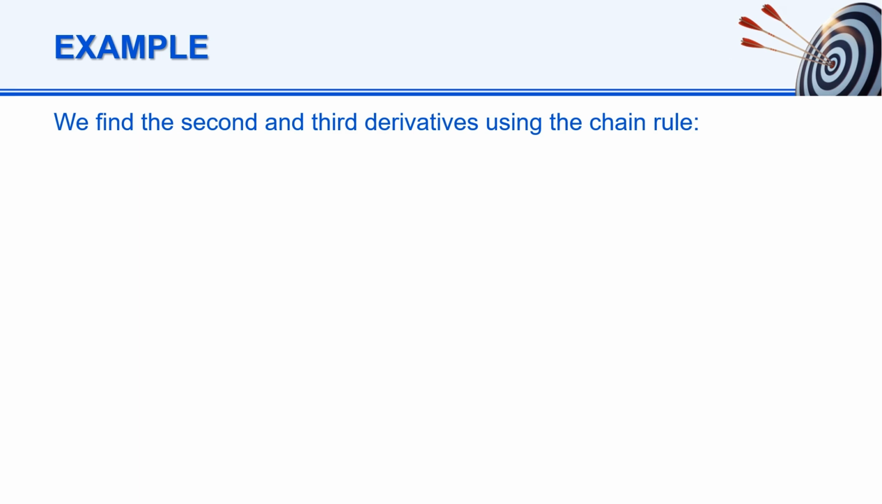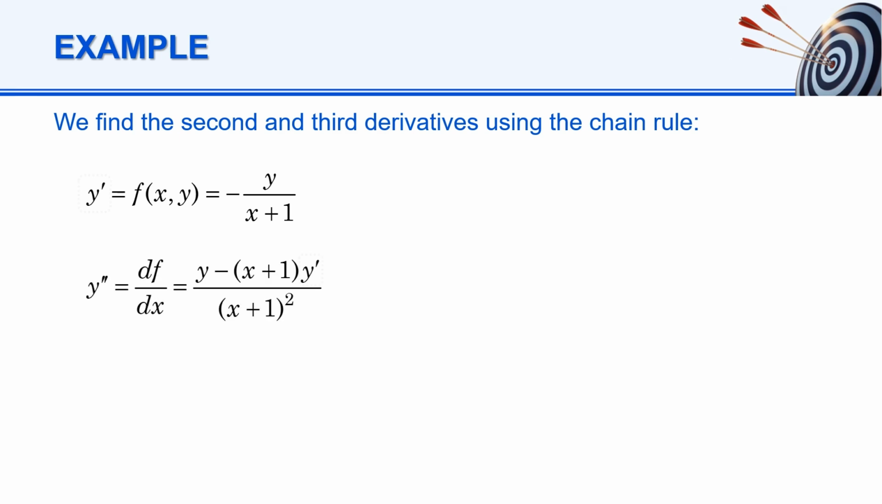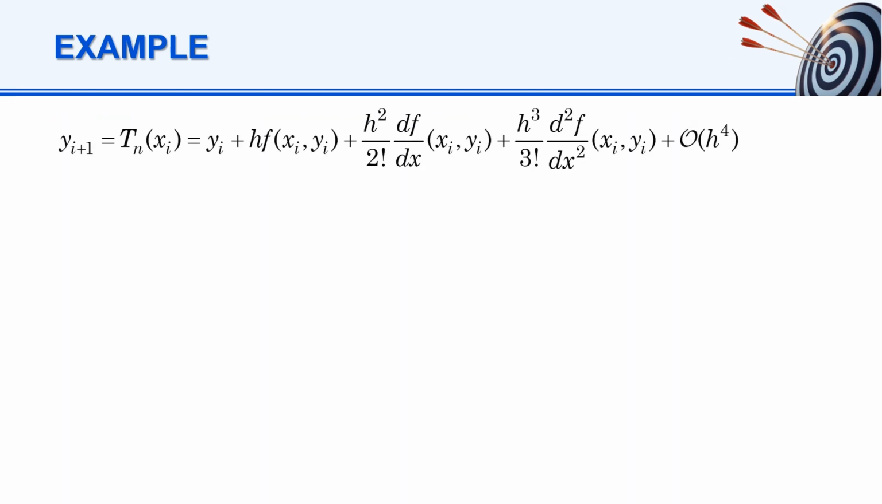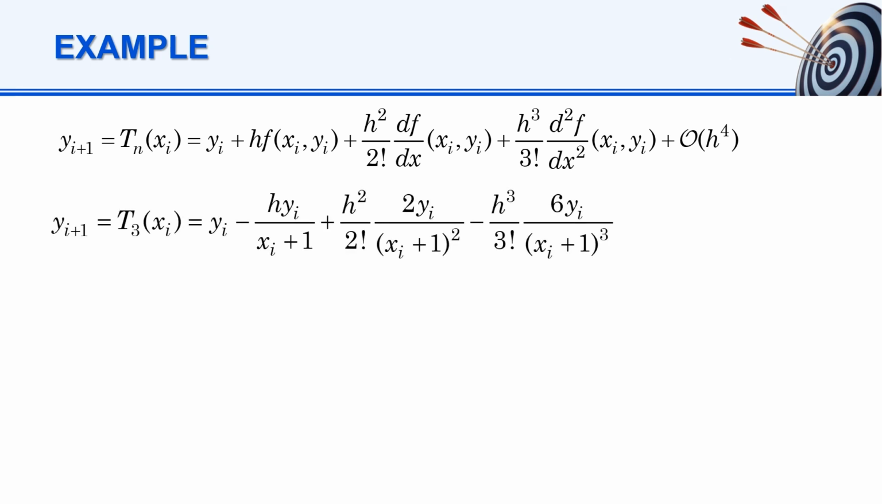We find the second and third derivatives using the chain rule. All derivative terms are reduced to x and y and simplified. The general Taylor polynomial with fourth-order truncation error can be written as follows. Substituting the simplified expressions for the derivatives, a third-degree polynomial approximation becomes.